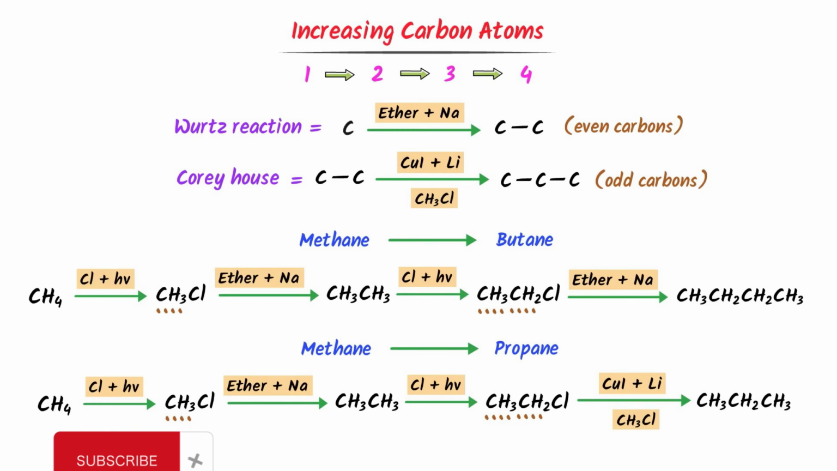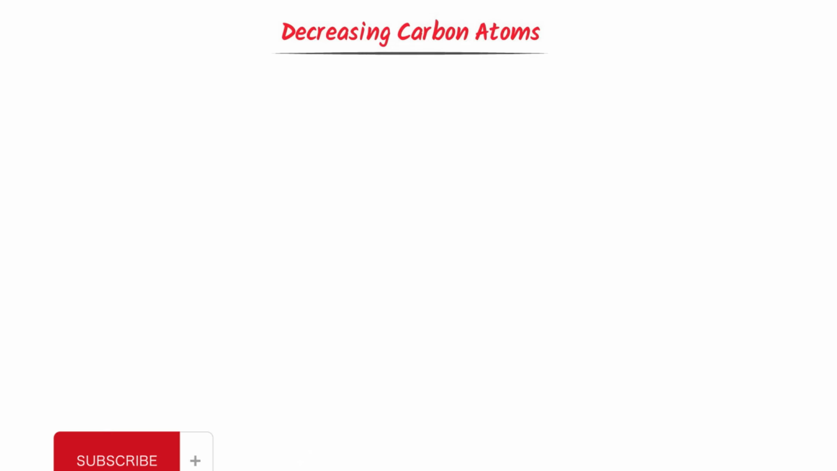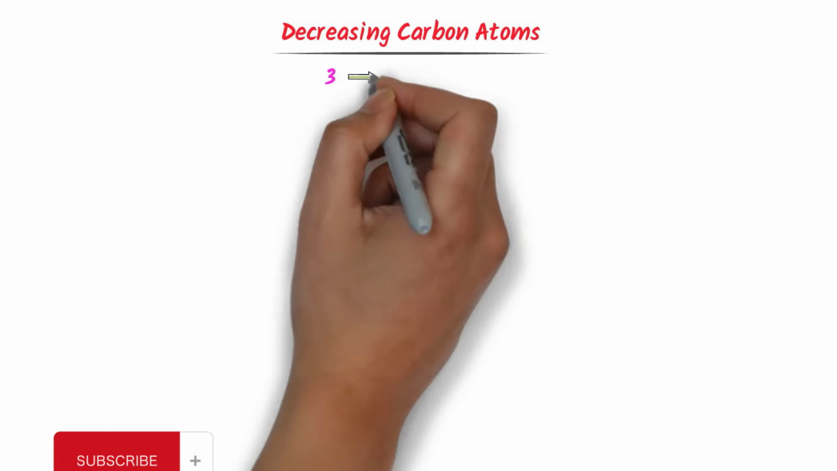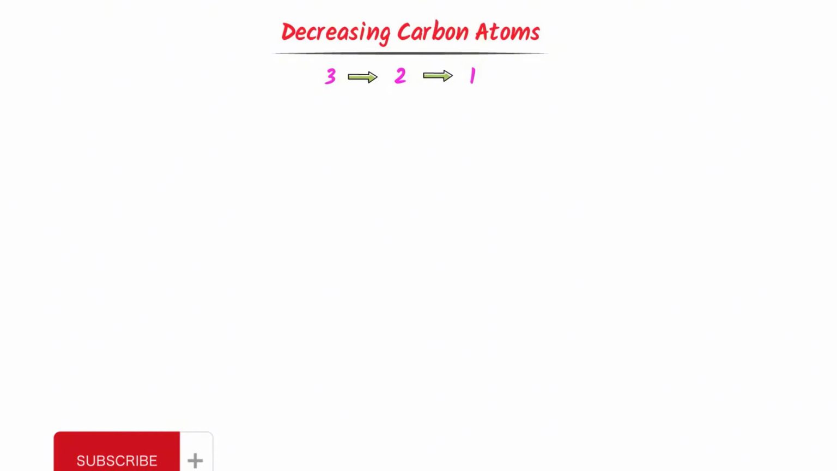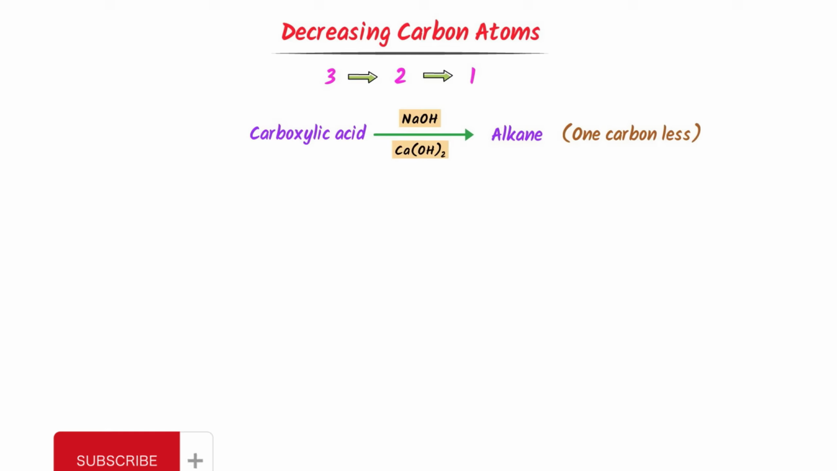Now the second type of conversion reactions are decreasing carbon atoms. In such type of conversions, the number of carbon atoms decreases, like 3 to 2 or 2 to 1. Here, remember this important conversion, which I will use. If we add soda lime to carboxylic acid, it will convert to alkane, but the alkane will have one carbon less than the total carbons in the carboxylic acid.